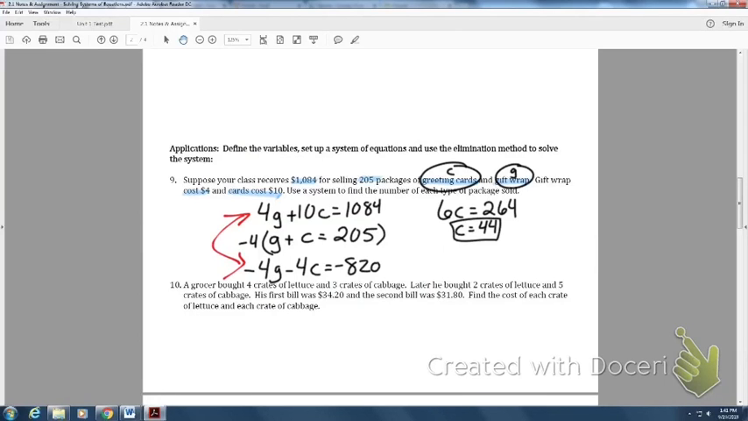And then you can plug that back in. I would plug it in, and someone, I think it was Connor, asked me this early on a previous question. Whenever you plug this in, plug it into the original equation right here without that -4. Okay, that's going to be the easiest one. So you got G plus 44 equals 205. And so the number of gift cards is going to be 161.